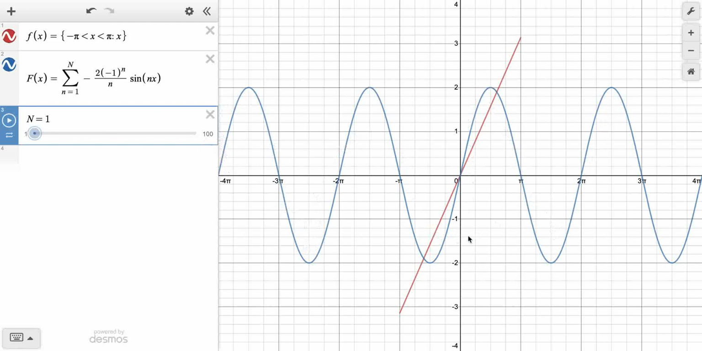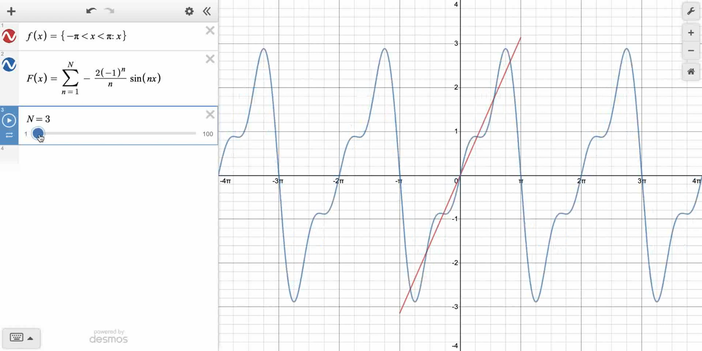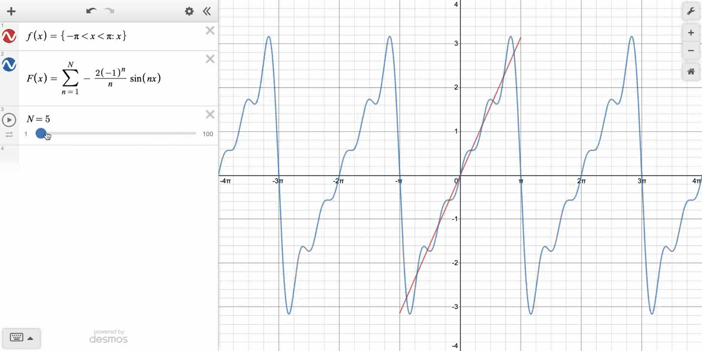It seems to be a bit far from my function. So let's see if I increase my n a little bit. So this is for n equal 3. You see how the Fourier series comes. The n equals 3 means I'm adding n equal 1 plus n equal 2 plus n equal 3, this partial sum.